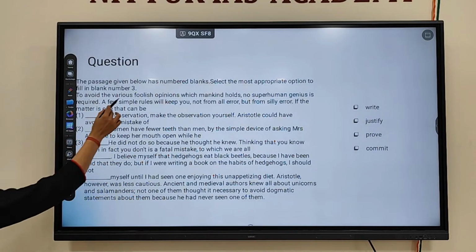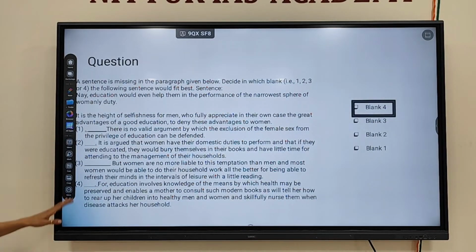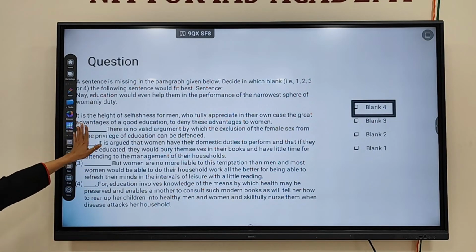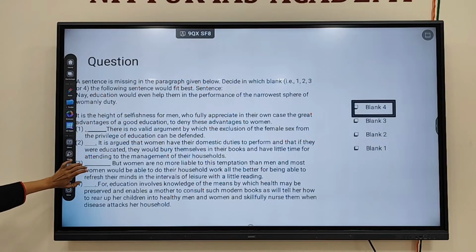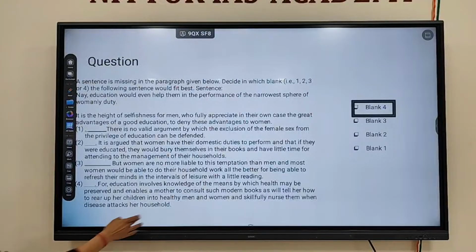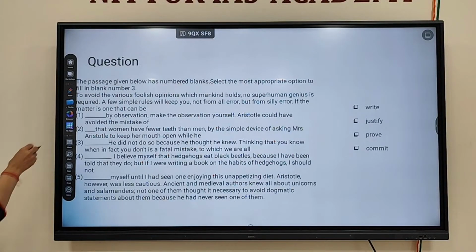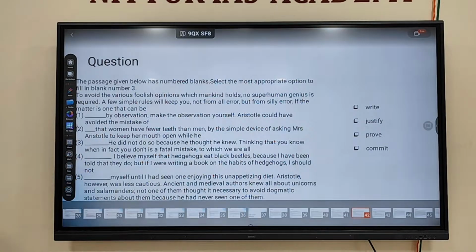Okay. What they've asked us is blank number 3. So we'll not skip the 2. We'll just try and read and we'll make meaning of what should come here. I've moved on to the first one. So we need to fill blank number 3. We'll read the sentence and see what fits better.